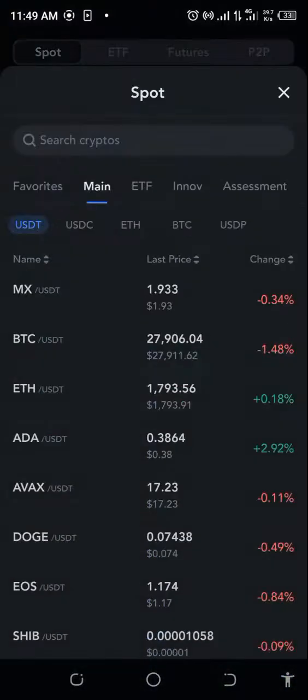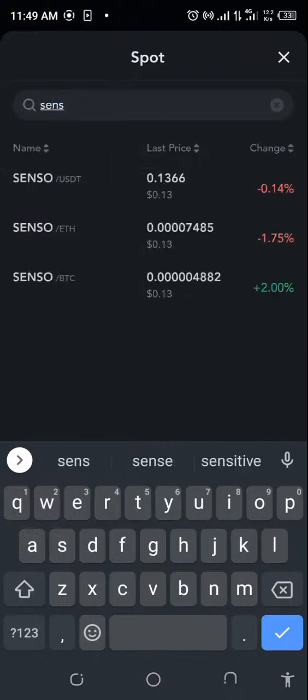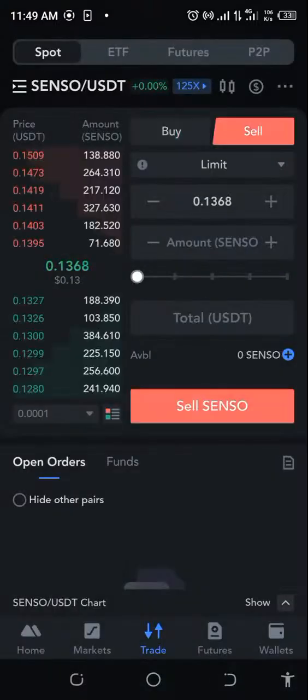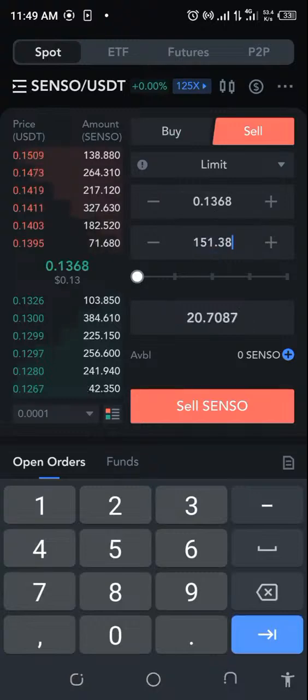Cut that. Here you go to Senso USDT. And then we sell. Okay. Wow, looks good. Looks good. Let's try this out.